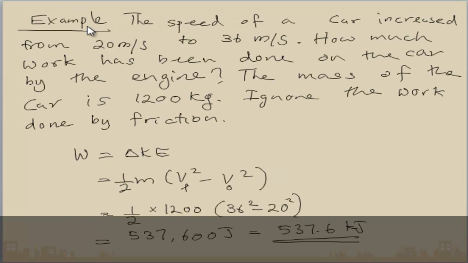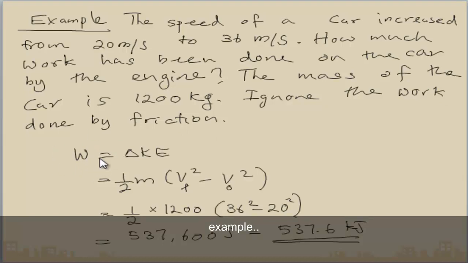Let's go over an example. The speed of a car increased from 20 meters per second to 36 meters per second. How much work has been done on the car by the engine? The mass of the car is 1200 kilograms. Ignore the work done by friction. So at this point we ignore the friction.